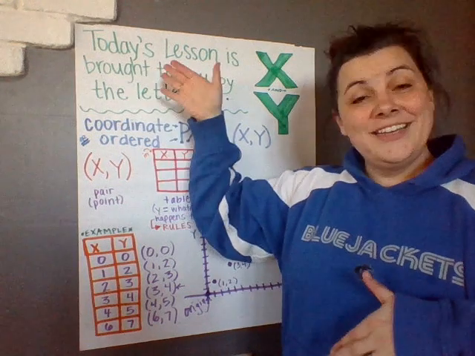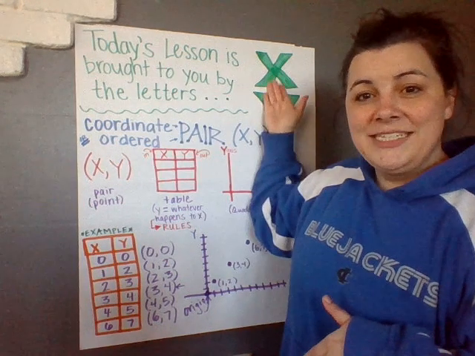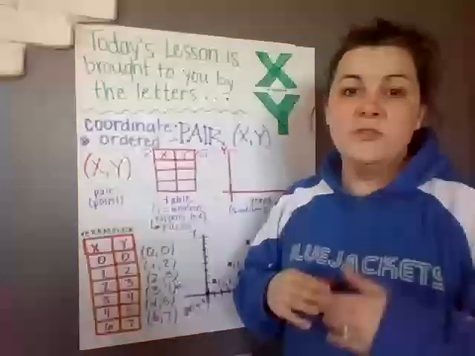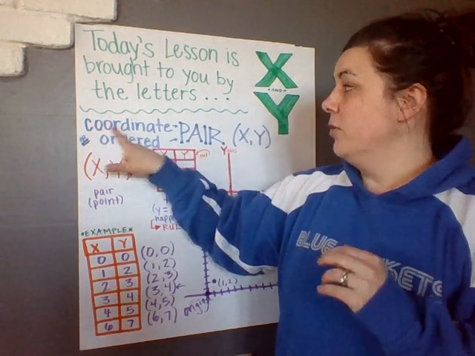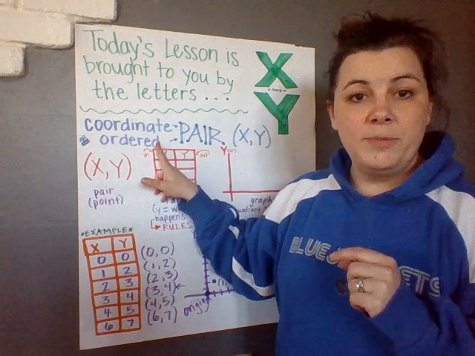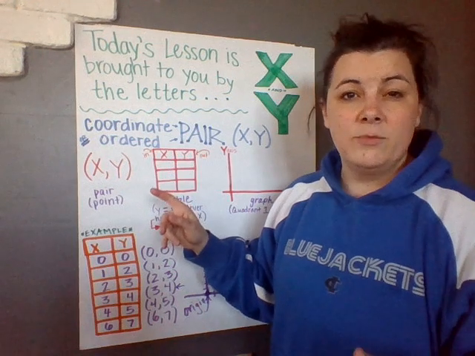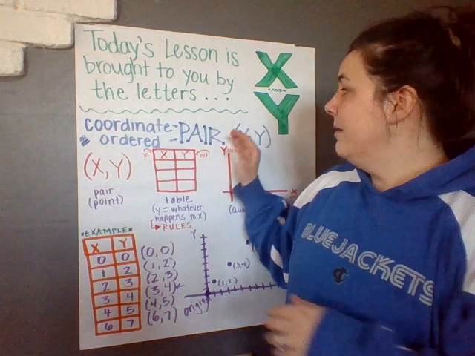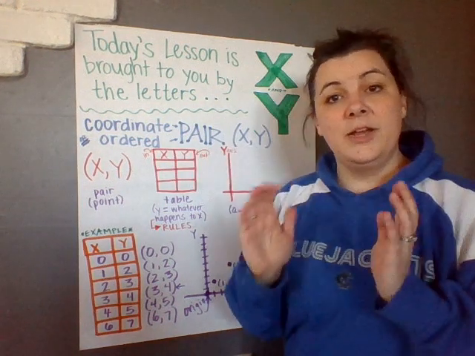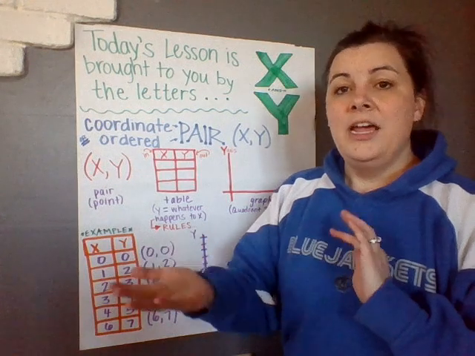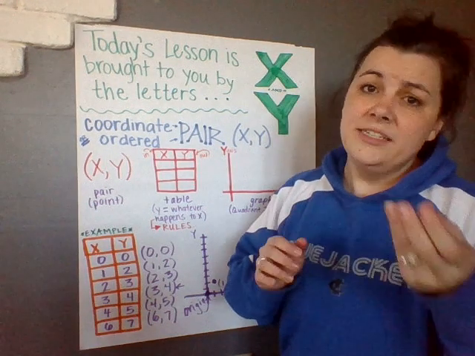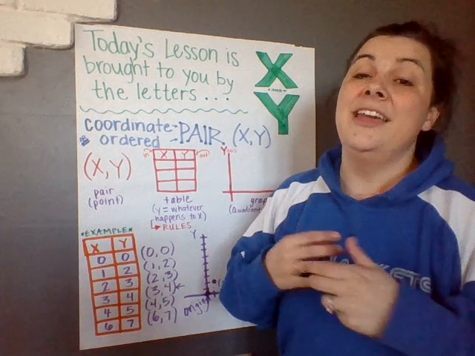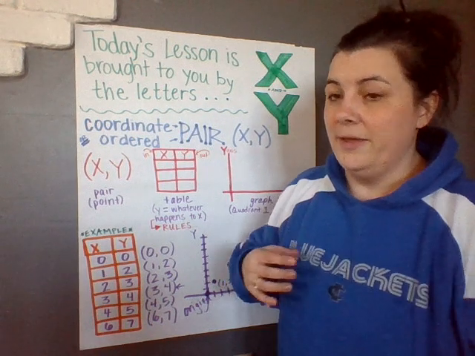So our lesson today is brought to you by X and Y. X and Y are what we call a pair. Sometimes they're called coordinate pairs, or ordered pairs is what we probably will call them more often. And that pair is X and Y in parentheses. The X comes first and the Y comes second. And it does matter. A lot of kids ask, does it matter if the X comes first or the Y? And it does. And I'll show you why in a little bit.